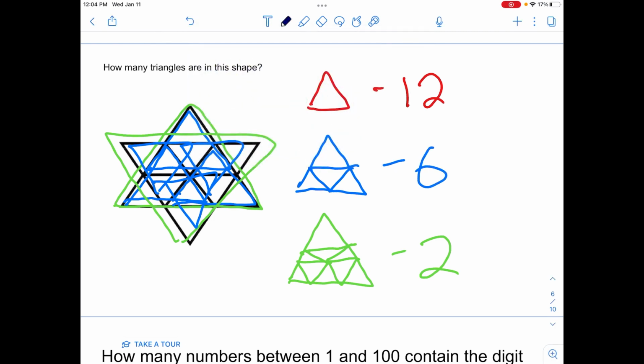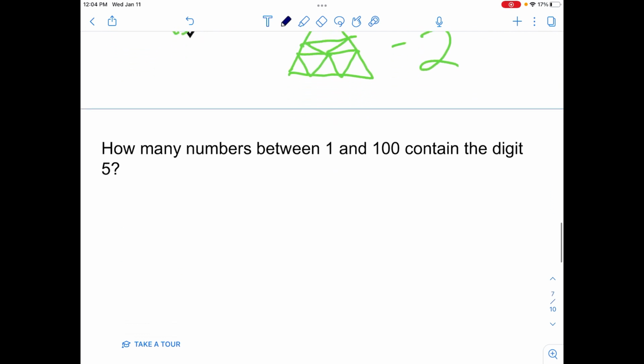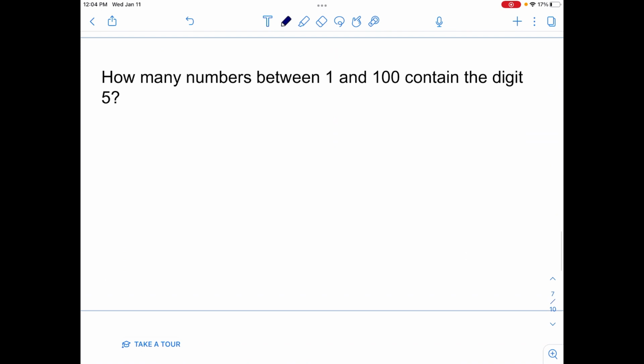Now we can just add these up, 12 plus 6 plus 2, and we get 20 total triangles. And we can be fairly confident in our answer because we broke it down nicely in a systematic way. Now we're not just guessing. If someone asks us how we got it, we can show them our thinking as well. So that is our first problem, the systematic approach. We've organized it nicely. Let's look at a second example.